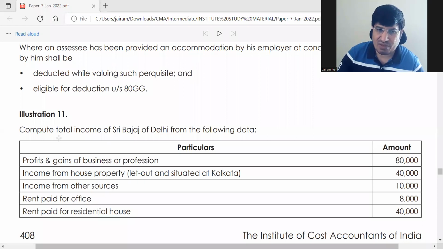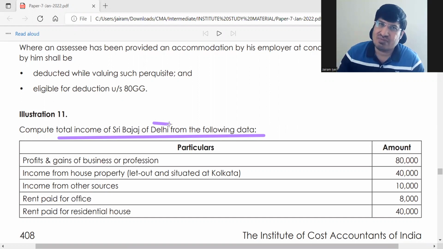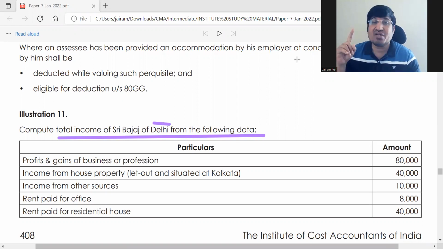So, compute total income of Bajaj of Delhi. That's what I said. Whether it is Delhi, Hyderabad, Chennai, or any small town, no problem. In this section there is no role of city, as there is in house rent allowance, because in house rent allowance you take 40% for other cities and 50% for Delhi, Mumbai, Kolkata, Chennai. Here that is not there.